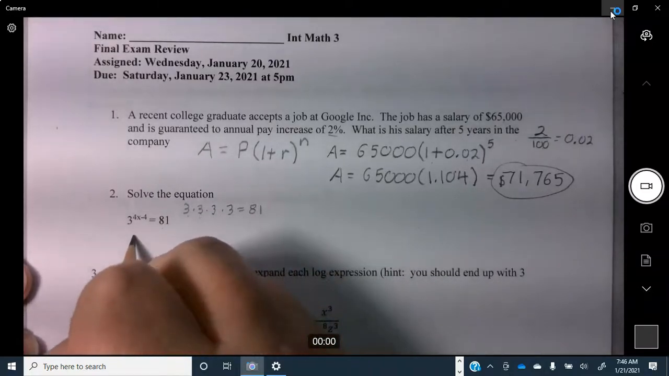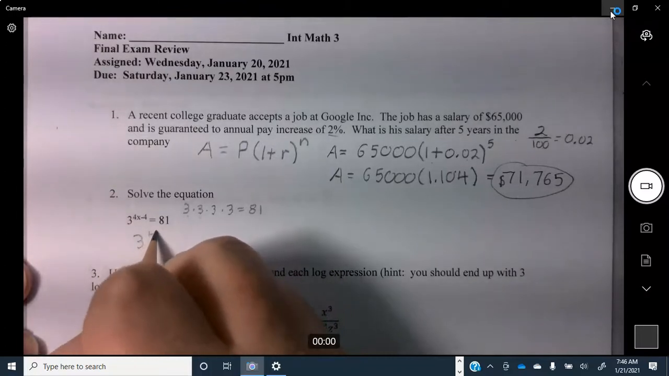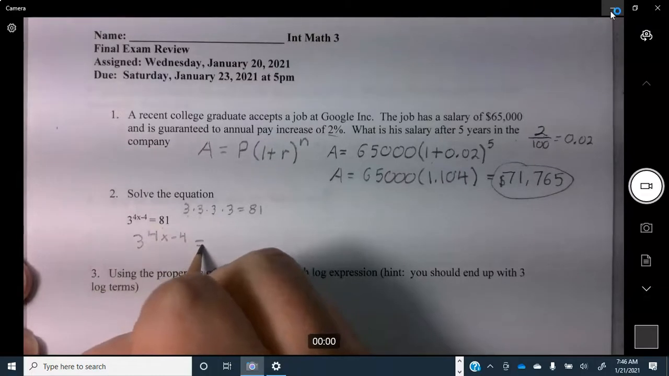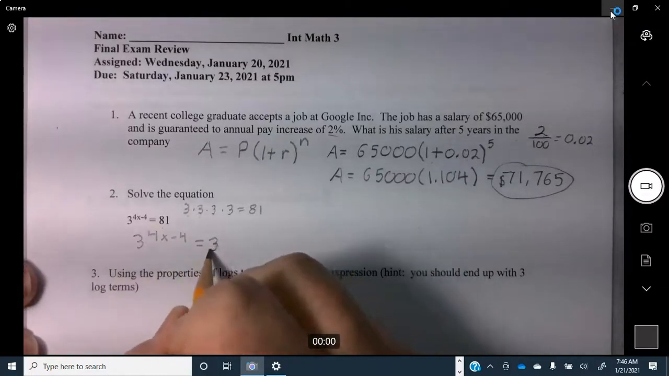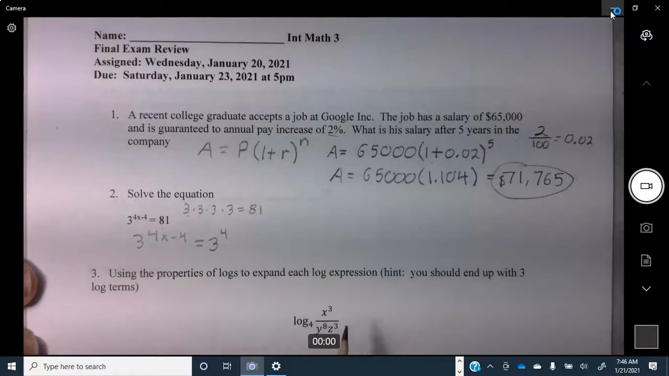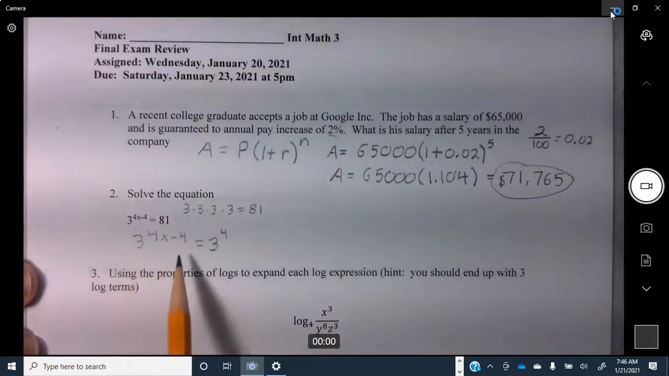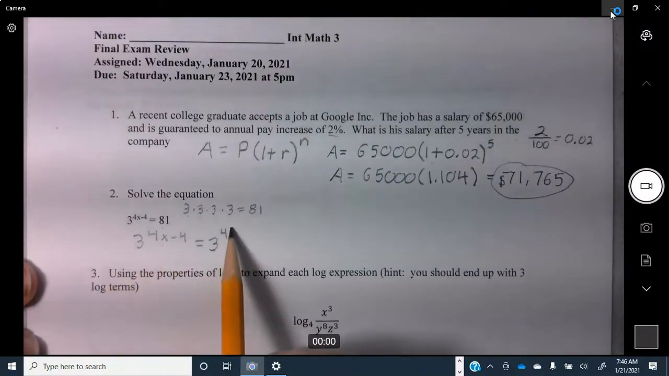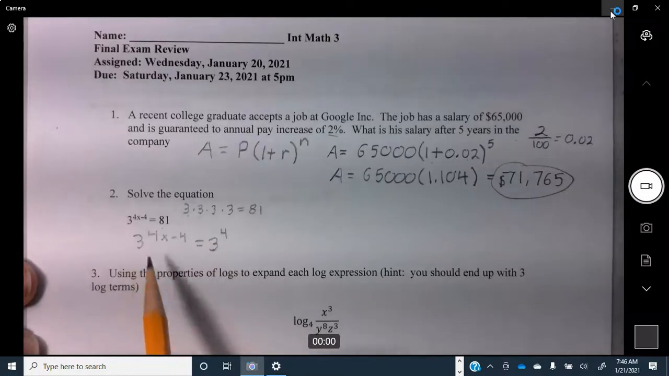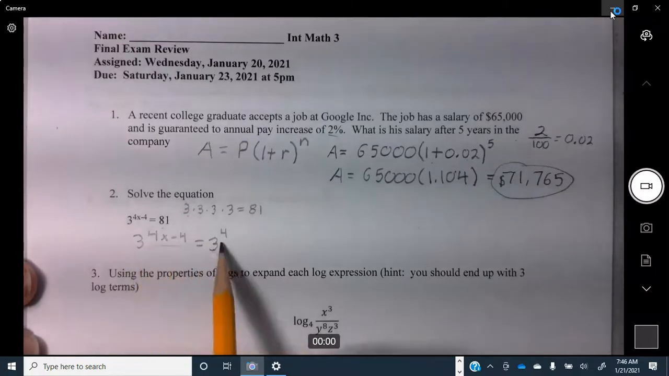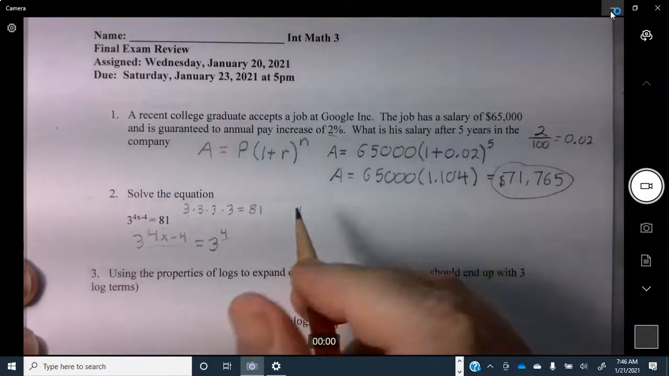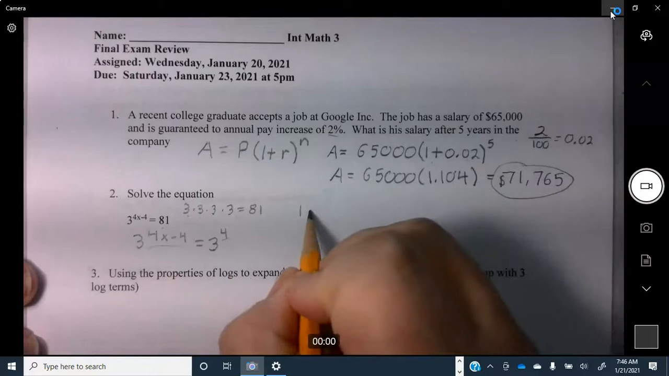So we're going to rewrite this as, okay, so 3 to the 4x minus 4 equals 3 to the 4th. If these two numbers are equal and 3 raised to this power equals 3 raised to this power, then the powers have to equal each other. This has to equal that. If you wanted to do it properly, I'll show you, but you do not have to do this for credit on the test as long as you set that up properly.